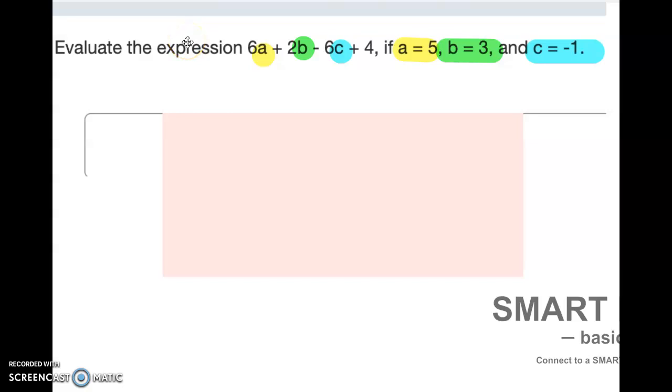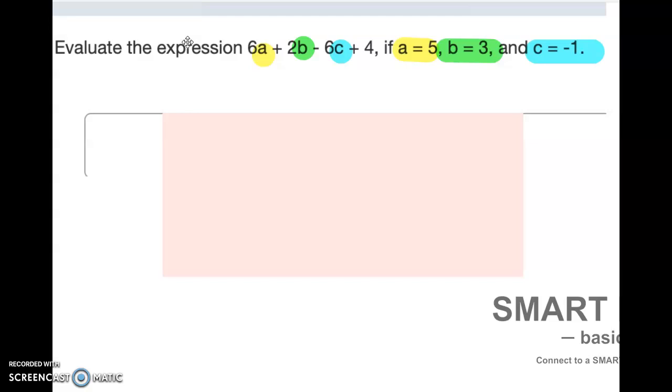Evaluate the expression 6a plus 2b minus 6c plus 4 if a equals 5, b equals 3, and c equals -1. So when we're evaluating an expression, we're taking the values that the problem tells us and we're substituting them in for the correct variable.